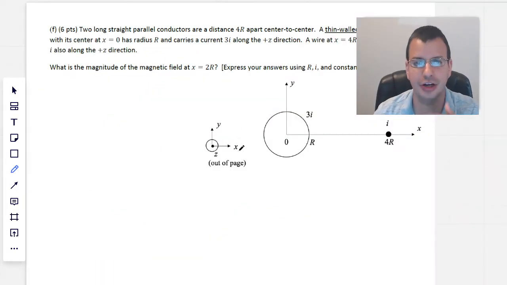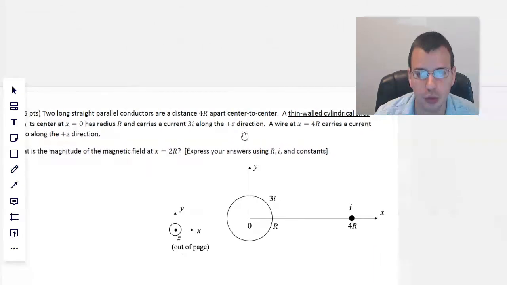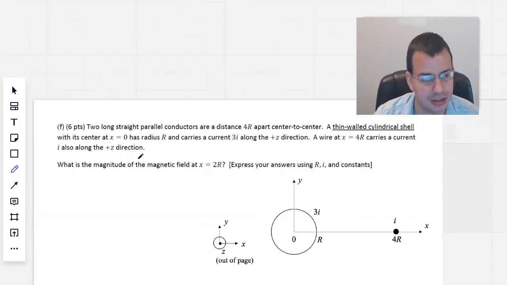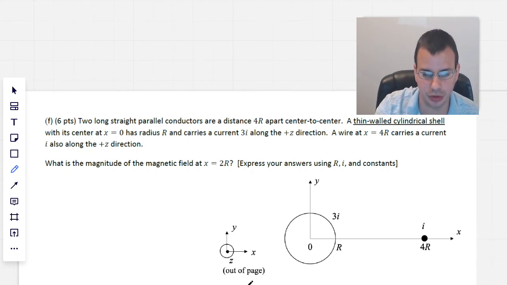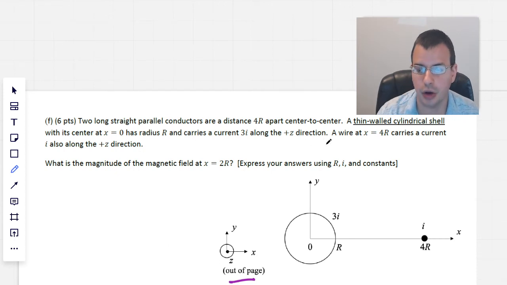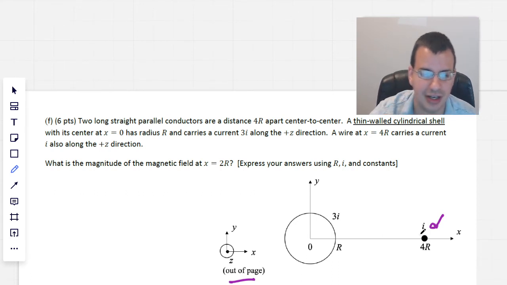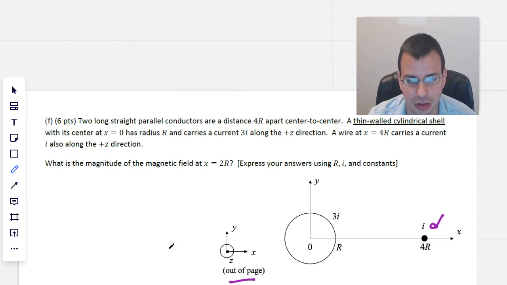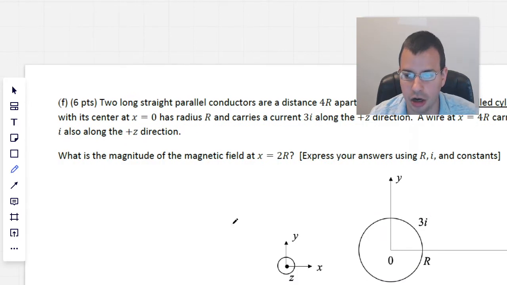I'm going to move on to, I think there's an F here. Two long parallel conductors are a distance 4r apart, center to center. A thin-walled cylindrical shell with its center at x equals 0 has radius r and carries a current of 3I in the z direction, where z is out of the page. Wire at x equals 4r carries a current I along the z direction. Okay, so they're all positive z. What is the magnitude of the electric field at x equals 2r? Your answer is using r, I, and constants.